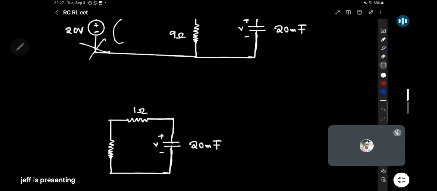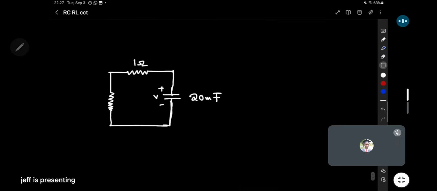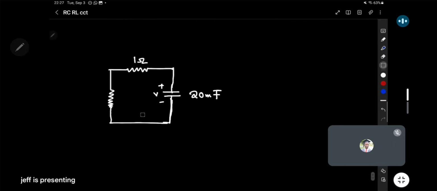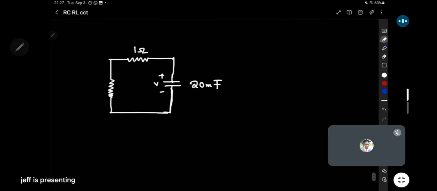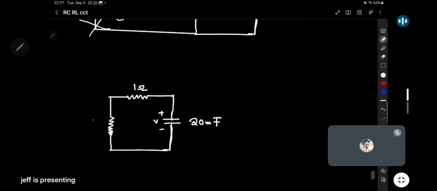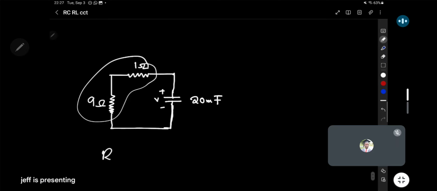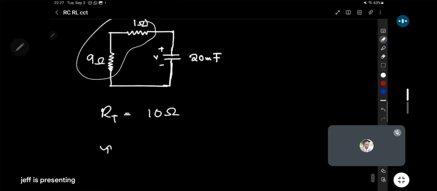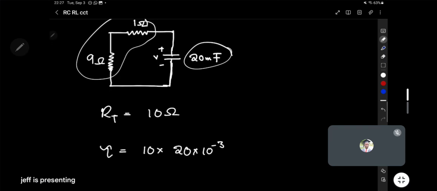Fine. So now our circuit has reduced to just a source-free circuit, because now you see that there is no source here. So with the source-free, what is the total resistance in the circuit? The resistance here is 9. So the total resistance in the circuit here, you have to see that that is now just 10 ohms. So the time constant will now just be the 10 ohms multiplying the capacitance, which is 20 by 10 to the power minus 3. So this is now what becomes our time constant.